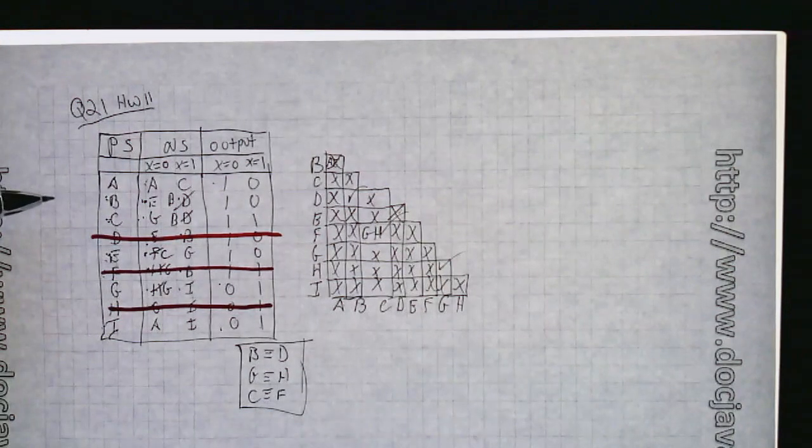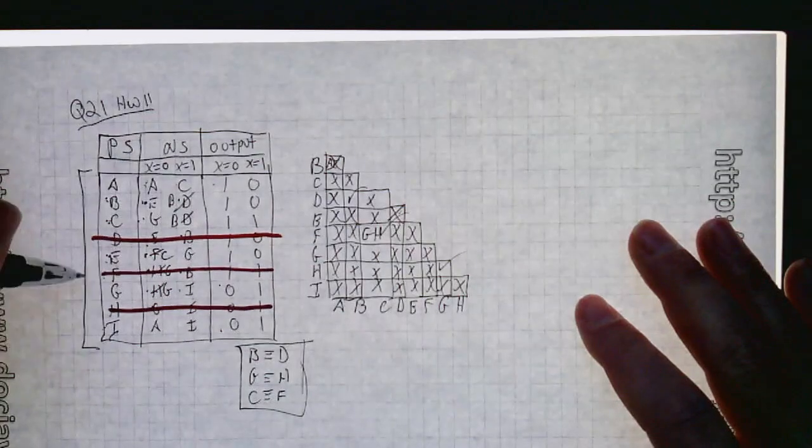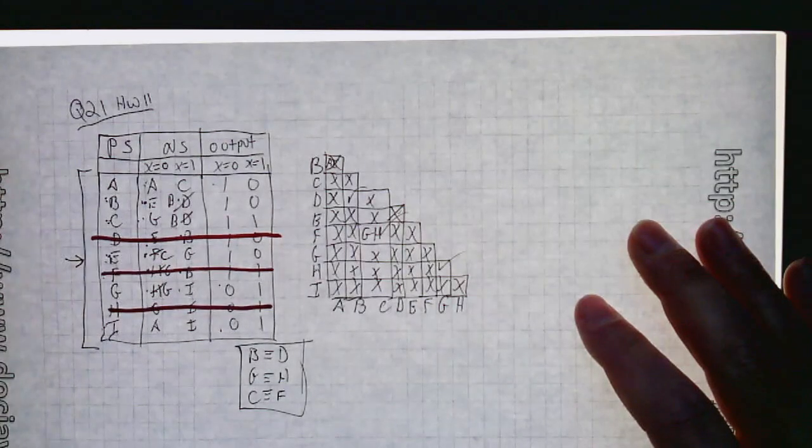And now I have a reduced finite state machine, and that is your answer to 21. What do you think of that? Pretty cool, right? Now, who got confused by what I've been doing here?